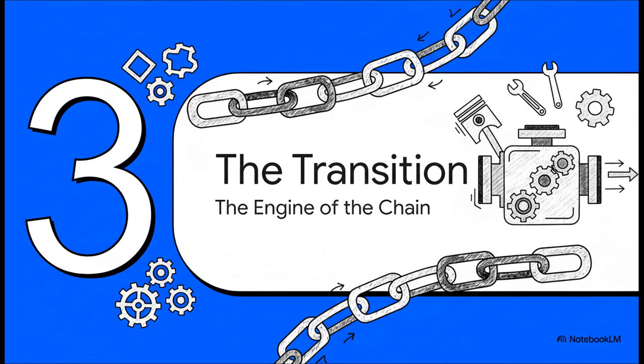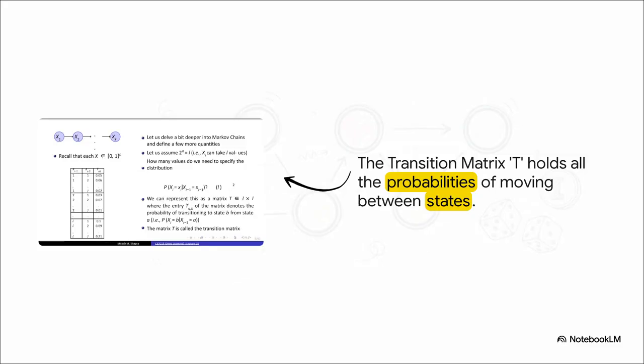Okay, so we get the idea. But, so what? How do we actually use this to calculate anything or make predictions? Well, for that, we need to look under the hood. We need to find the engine that drives this whole thing. And here it is. This is our engine. It's called the transition matrix, and we usually just call it T. Really, you should think of this matrix as the complete rulebook for our system. It contains every single probability from moving from any one state to any other state. Want to know the chance of going from state A to state B? Just look it up in the rulebook.